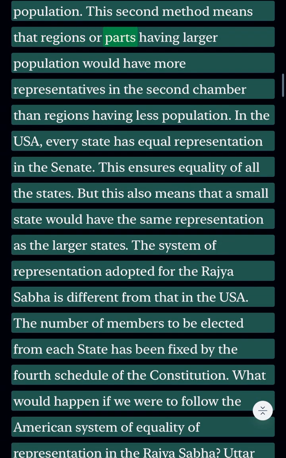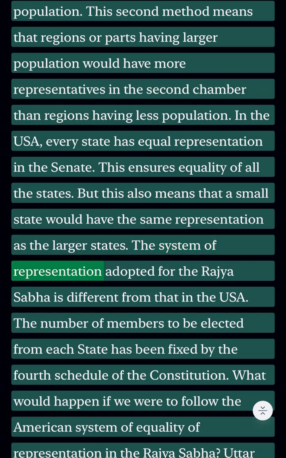This second method means that regions or parts having larger population would have more representatives in the second chamber than regions having less population. In the USA, every state has equal representation in the Senate. This ensures equality of all the states. But this also means that a small state would have the same representation as the larger states.